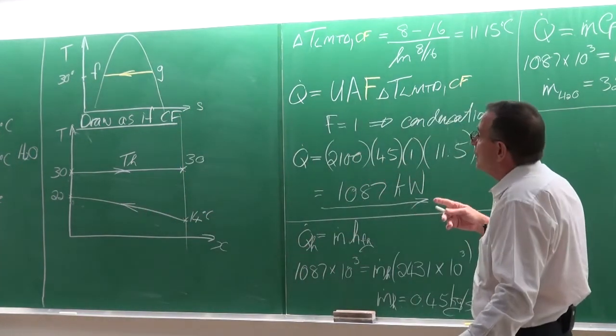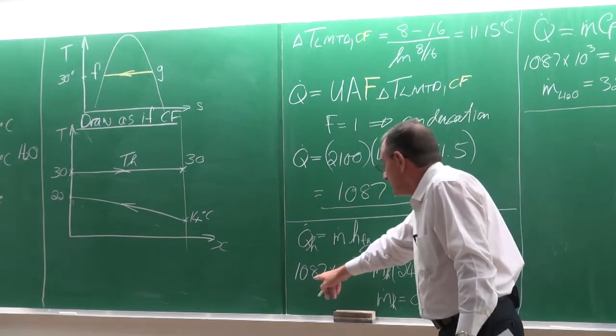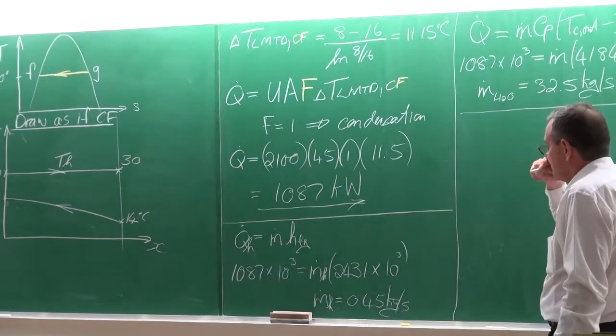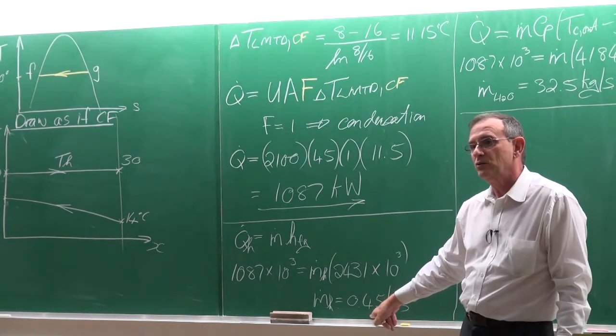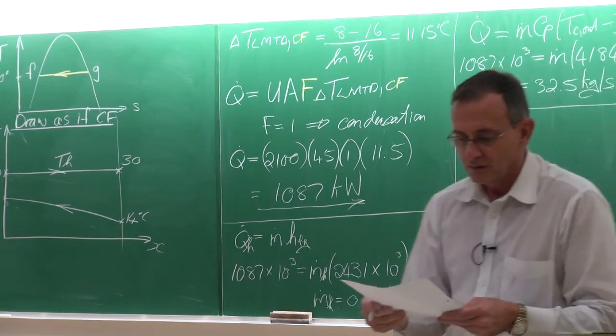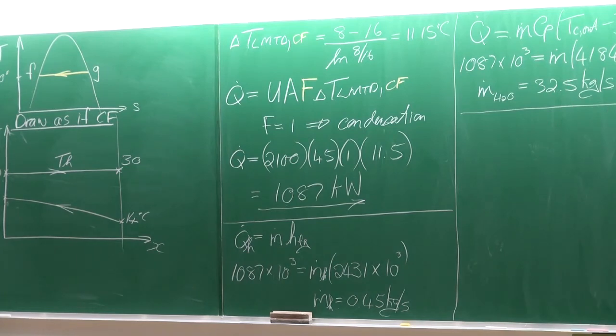The other thing is, look at the mass flow rates required for the heat transfer. For this heat transfer of about 1 megawatt, 1087 kilowatts, the mass flow rate of the steam needs only to be 0.45 kilograms per second, while the mass flow rate of the water needs to be 35.5 kilograms per second. Almost 2 orders of magnitude more mass flow rate that you need to remove the heat out of the steam. Okay. Any questions, ladies and gentlemen?